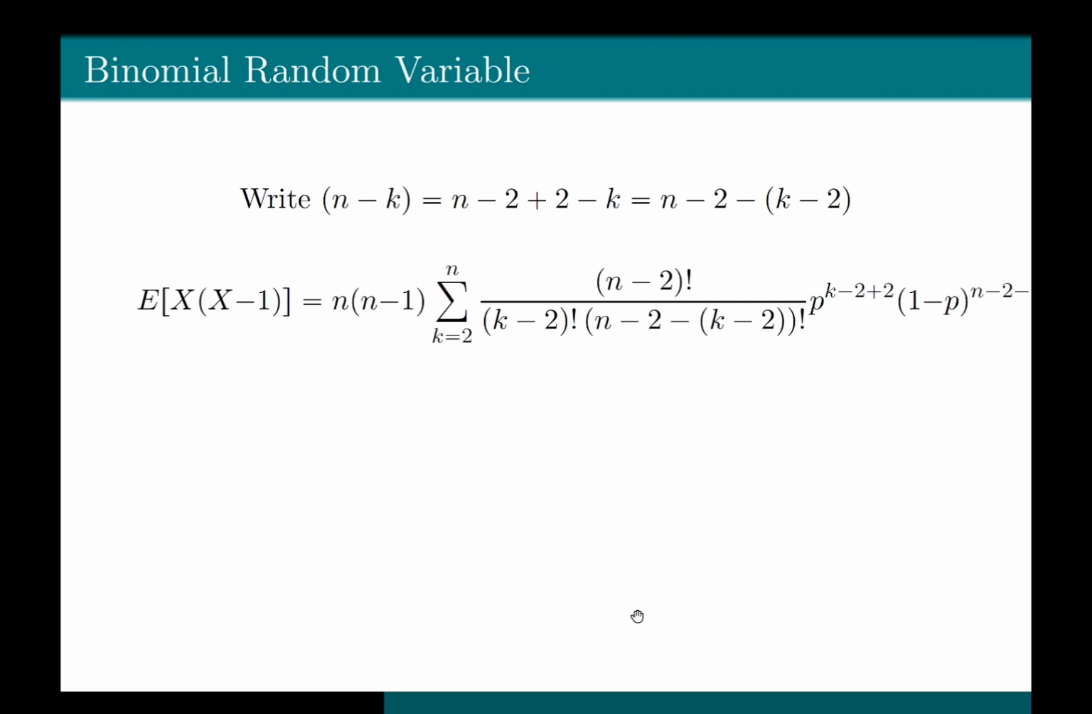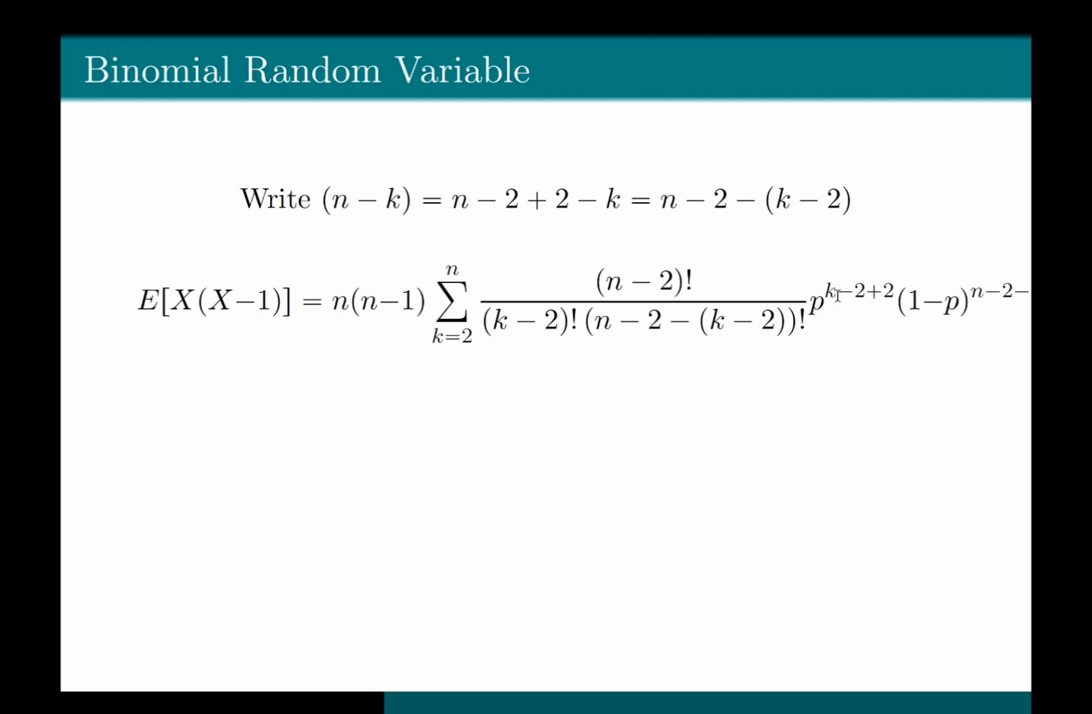Perfect. And I said wherever we see k, we just add and subtract 2. So we already had n minus 2 factorial in the numerator, k minus 2 factorial in the denominator. In the denominator, we had n minus k, so we will just write it as n minus 2 minus k minus 2 factorial. And we just had p to the power k in the numerator. Now we will add and subtract 2.